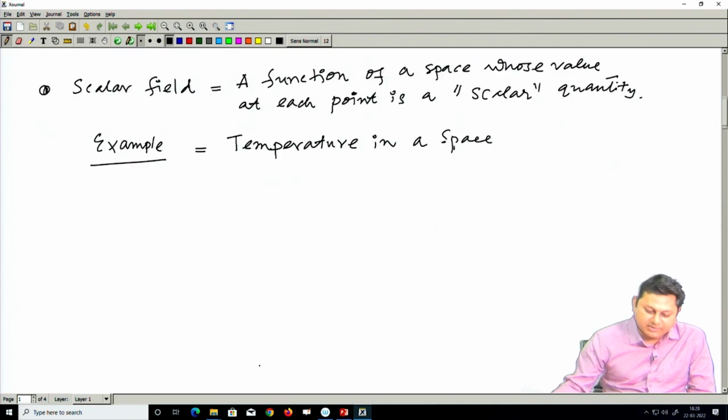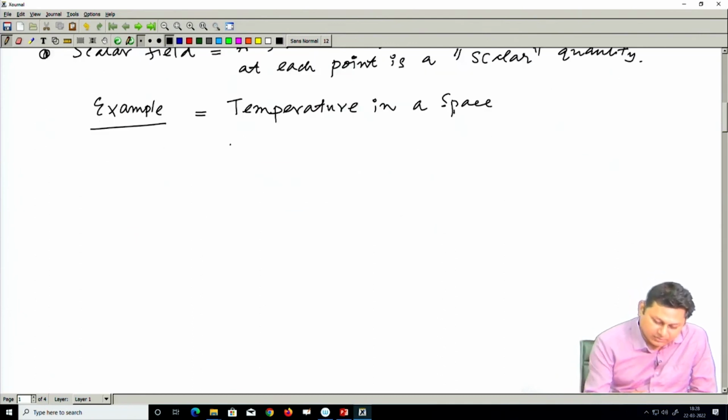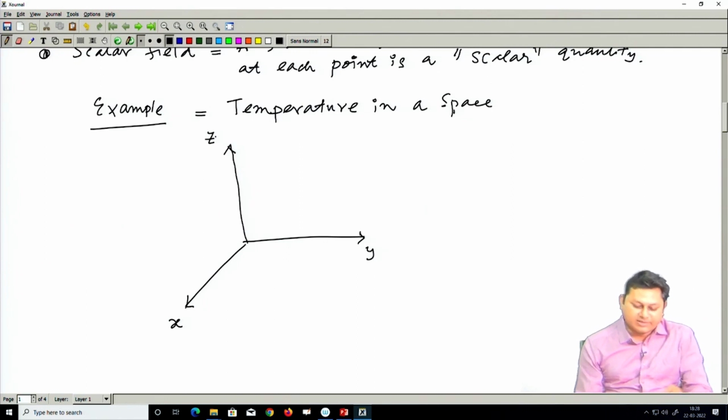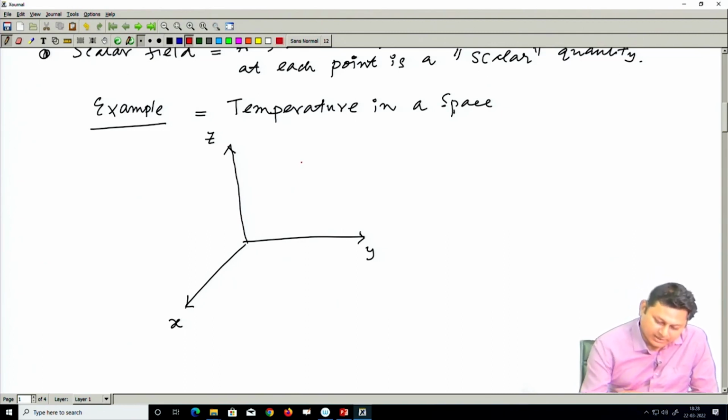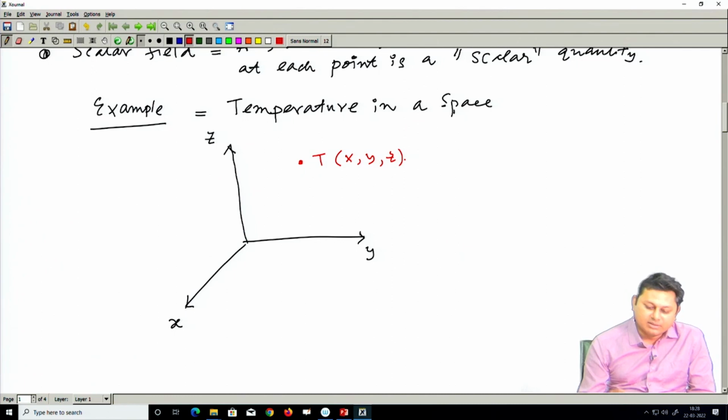So, how does it become a scalar field? Let us try to understand quickly. I can have a coordinate system here, x, y and z, and in this coordinate system, this space I am defining, at different points I can define the temperature. For example, at some point here I can define my temperature T, and this is a function of x, y, z. If I change my x, y, z, the value T, the function, is going to change.